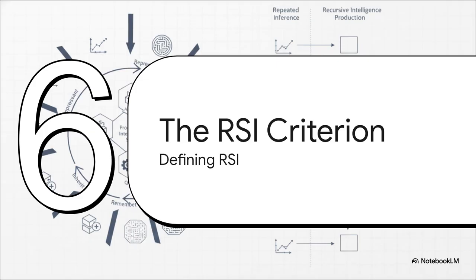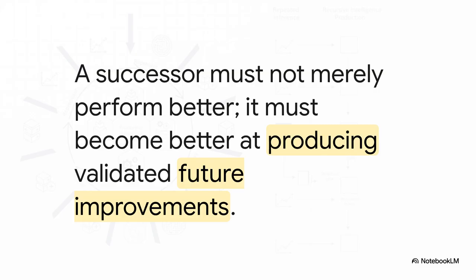Section 6. The RSI criterion. This rigorous experimental framework leads us to an operational definition of recursive self-improvement. We establish the strongest RSI criterion. A successor should not merely perform better on an external benchmark. Instead, a true successor must become structurally better at producing validated future improvements. The defining characteristic of a recursively self-improving system is that its primary, measurable output is the increased capacity to discover, evaluate, and implement further structural enhancements over its parent state.